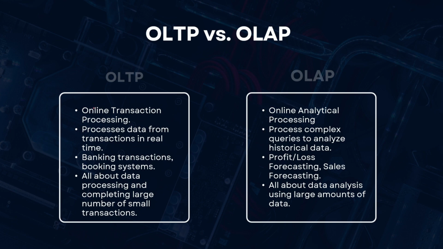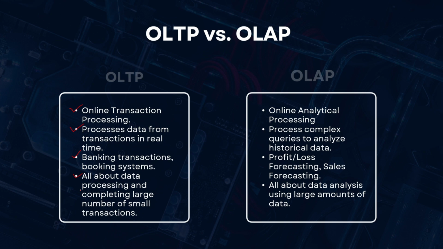So first, let's go over OLTP. It basically stands for Online Transaction Processing. It processes data from transactions in real time. Real time transactions would be your banking transactions, depositing money, withdrawing money, or it could be booking systems, wherein you're booking flight tickets, movie concerts, or anything like that. And it's all about data processing and completing a large number of small transactions.